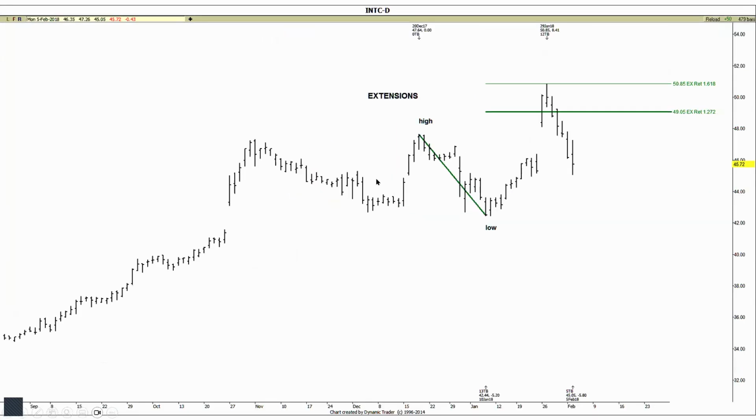Another example of a price extension. This is a daily chart of Intel stock. Here's where I measured a prior high to low swing. Here's the 1.272 extension, which didn't really give us a turn. But then we got to the 1.618 extension. And in this case, this was a perfect hit. I'm not always looking for perfect hits. You want to be near this resistance visually, but sometimes it is a perfect hit. So the high to low extension gave us 50.85, and the actual high in this case was 50.85. And we did see a healthy pullback after this was reached.